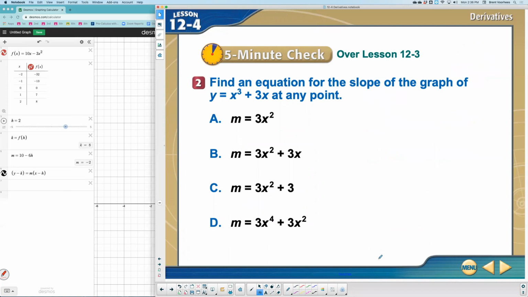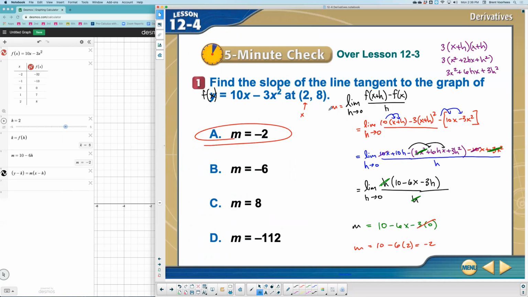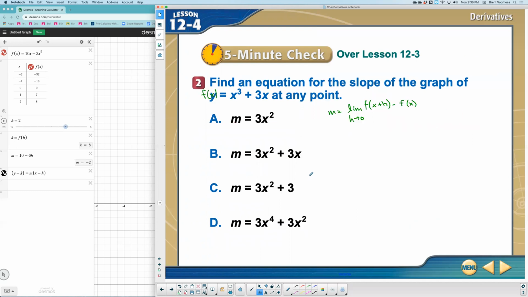It says find the equation for the slope of the graph y equals x cubed plus 3x at any point. So again, the way we did this is I treated that as f of x, so I could use the same formula. And so the slope m will equal the limit as h approaches 0 of f of (x plus h) minus f of x, all over h. And, you know, one thing we could have done last time is probably plugged in the 2 from the get-go. You know, might have simplified our problem, but it is what it is. And so let's continue on solving this one.